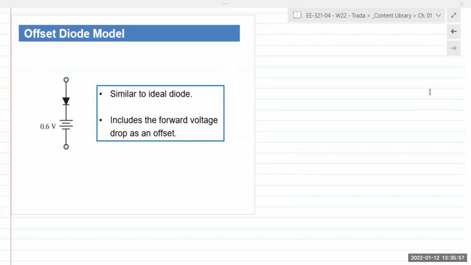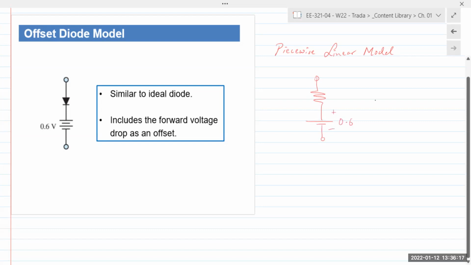And in that model, it is similar to this one, where you have a resistor and 0.6 or 0.7 volts. Oh, by the way, you'll see this discrepancy often. If you look at one textbook, it might say 0.6. If you look at another book or another researcher, they might use 0.7. The standard accepted practice for a silicon diode is between 0.6 and 0.7.